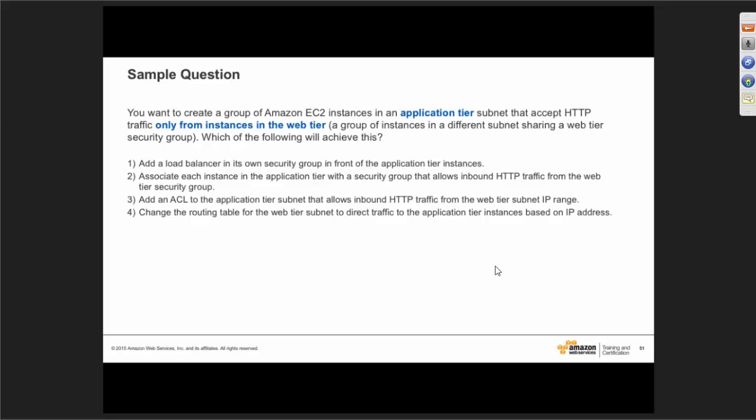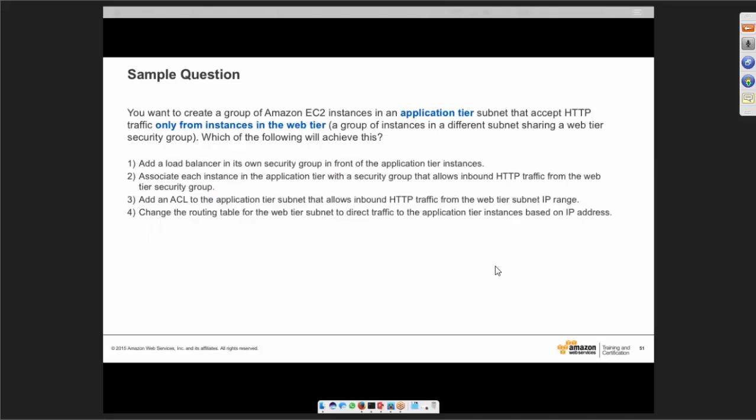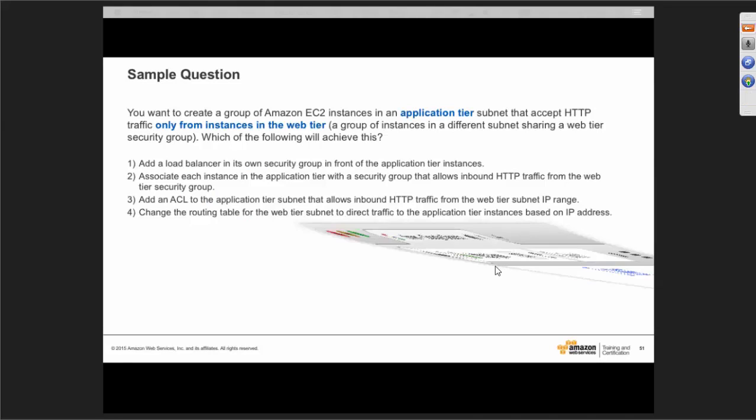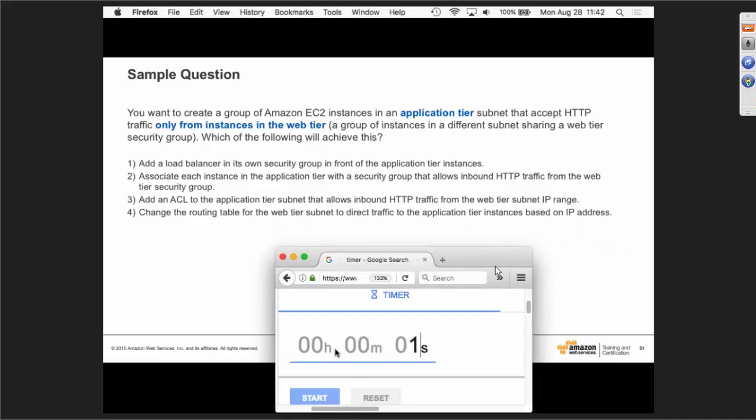So let's talk through this one more time, and I'll see if I can put the timer back up without it interfering with me here. So we're going to put this up for, we'll come back in 10.